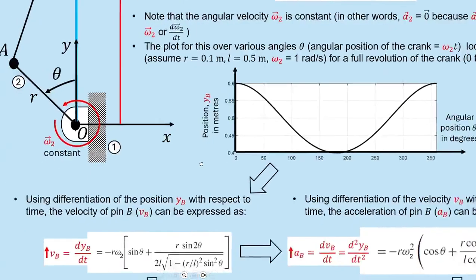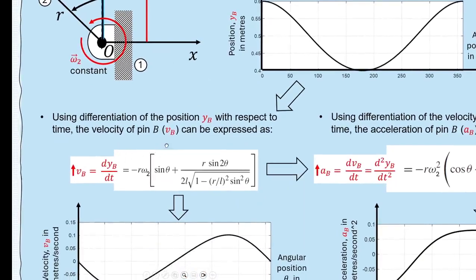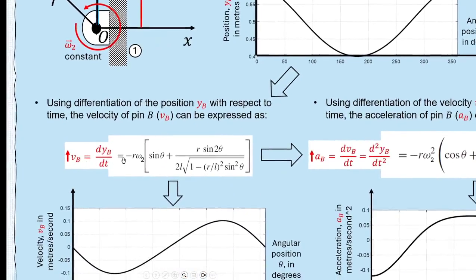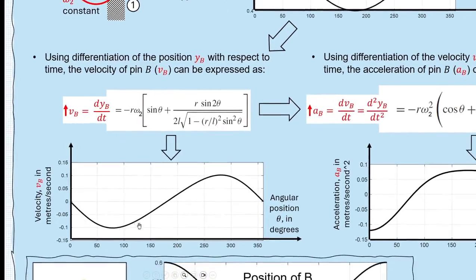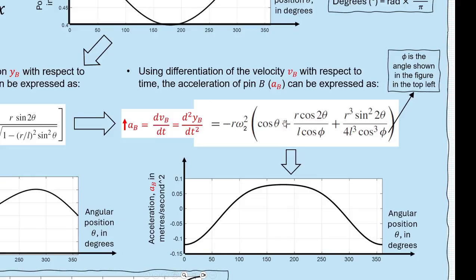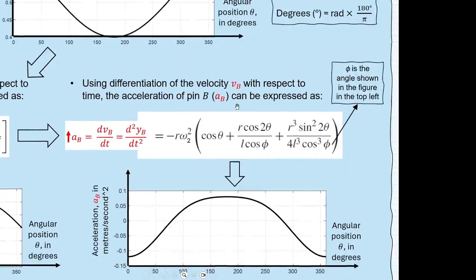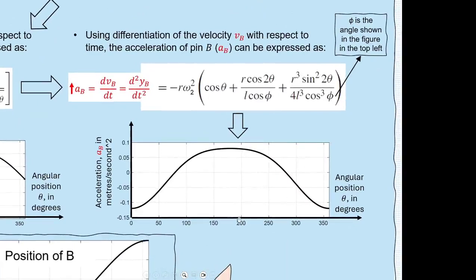If we take the time derivative of this position, we end up with the velocity of the piston or the slider, and we can obtain this by using this equation over here. If we plot that again for input crank angle, this is what we see. If we take the time derivative again, we end up with the acceleration of the slider using this rather more complex equation, where now we have phi as a new angle as defined over here.